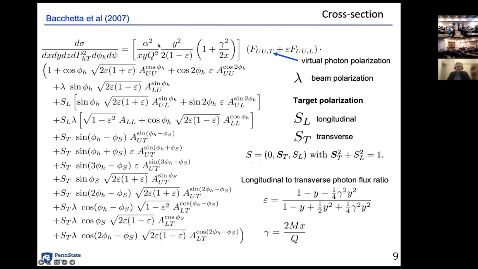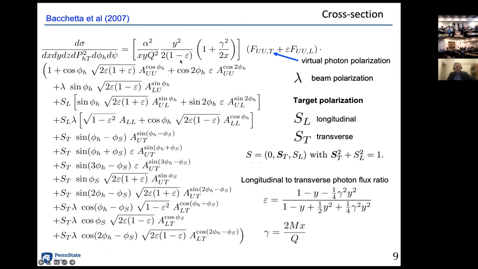Okay, so now how do we read all this cross section? Well, first, our structure functions will have some labels. For instance, this comma T means that this structure function is for transverse virtual photon polarization, or this one, which is longitudinal. In structure functions or asymmetries here, there will be terms weighted with lambda, where lambda is the beam polarization. We also assume that the target polarization is non-zero, so it has a longitudinal component S_L and a transverse component S_T. They combine into the spin vector of the nucleon, such that S_T squared plus S_L squared is equal to one.